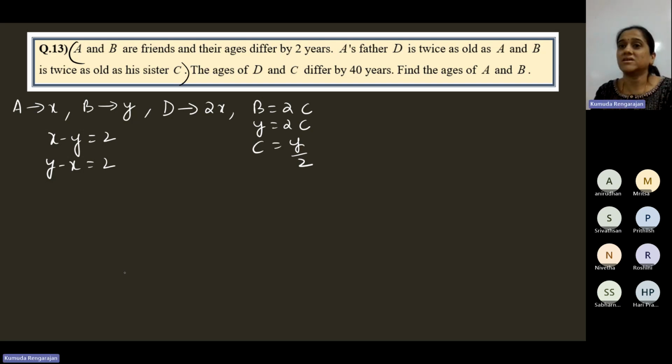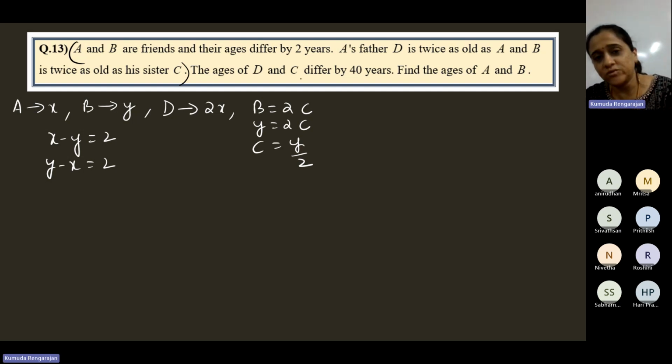B's sister. So who's elder between D and C? D only, right? It need not be given. Because who's D? A's father. And who's C? B's sister. And the sister is younger because her age is y by 2. What is C's age? B's age by 2. So it's very clear that between the characters D and C, D is elder.